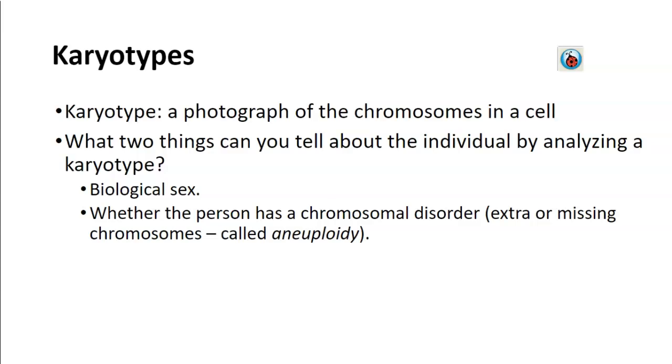So what 2 things can you tell about the individual by analyzing a karyotype? You can tell biological sex, male or female, and whether the person has a chromosomal disorder, whether they have an extra or missing chromosome. And when they do have an extra or missing chromosome, that's called aneuploidy. Again, having an abnormal number of chromosomes.